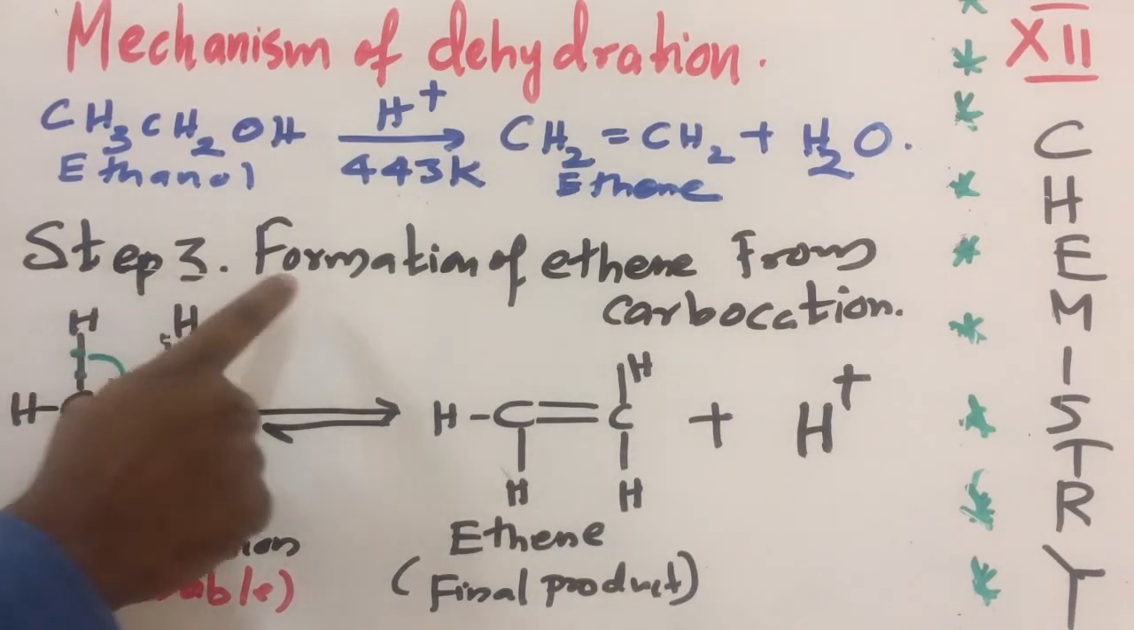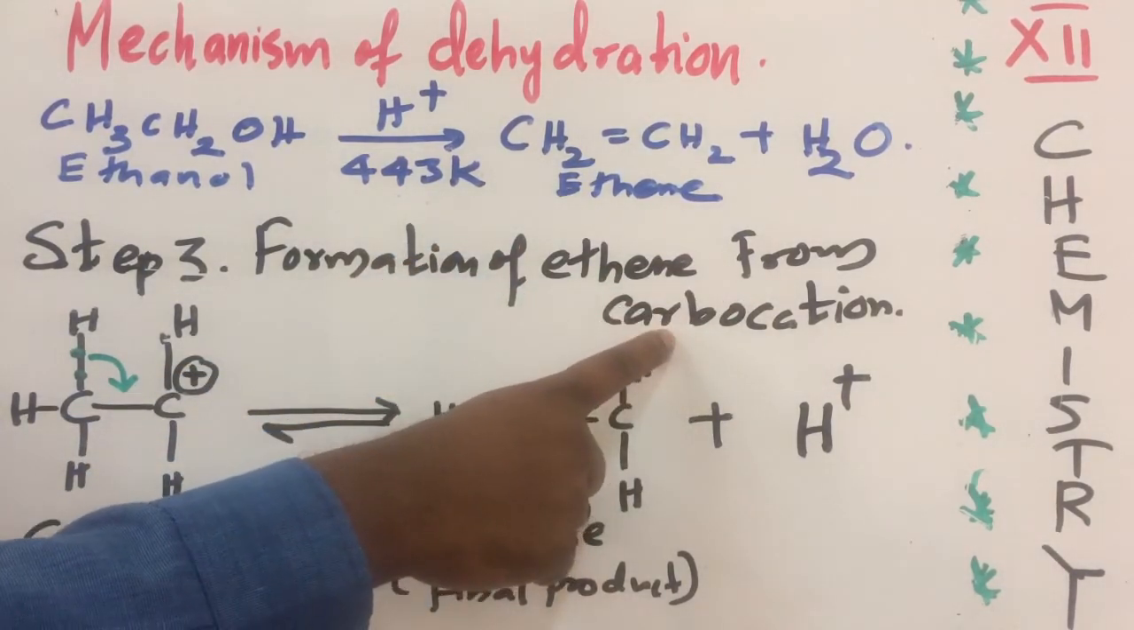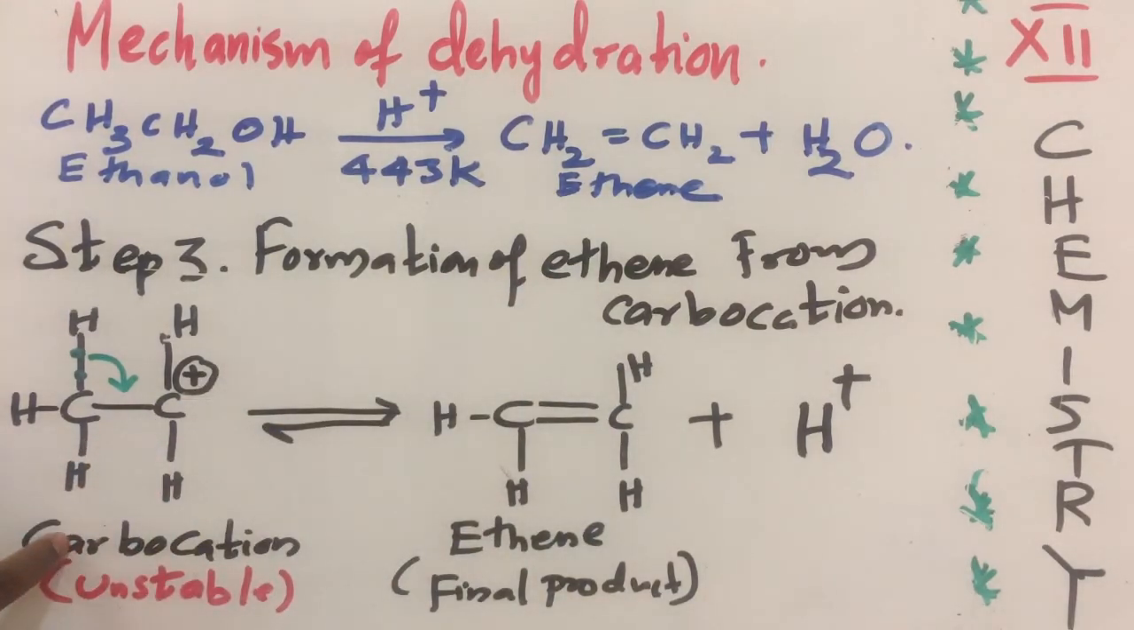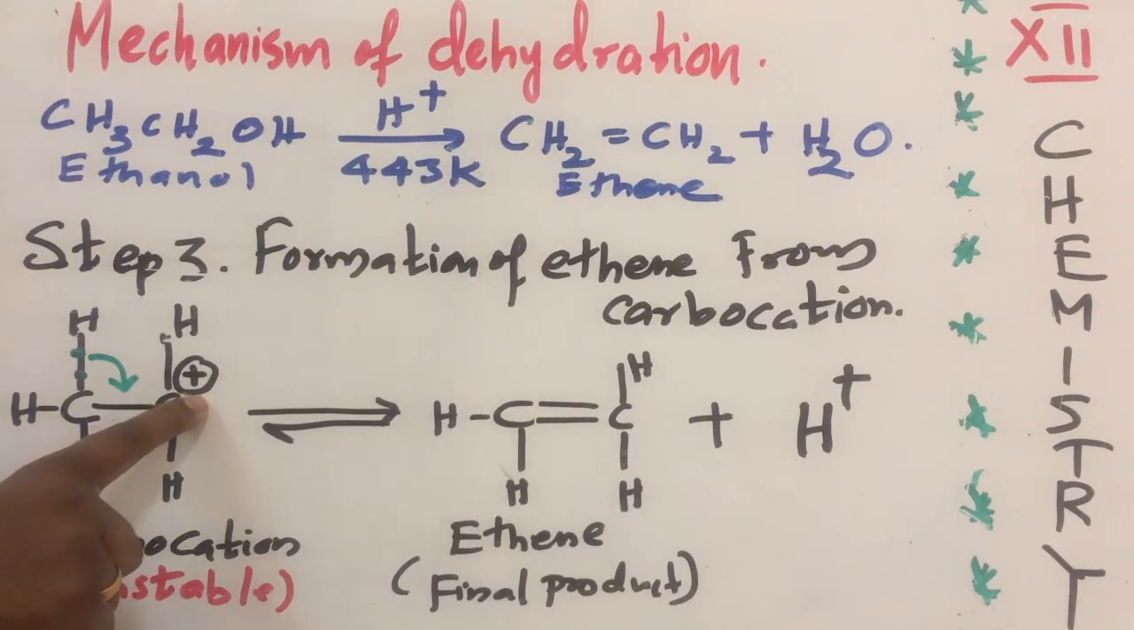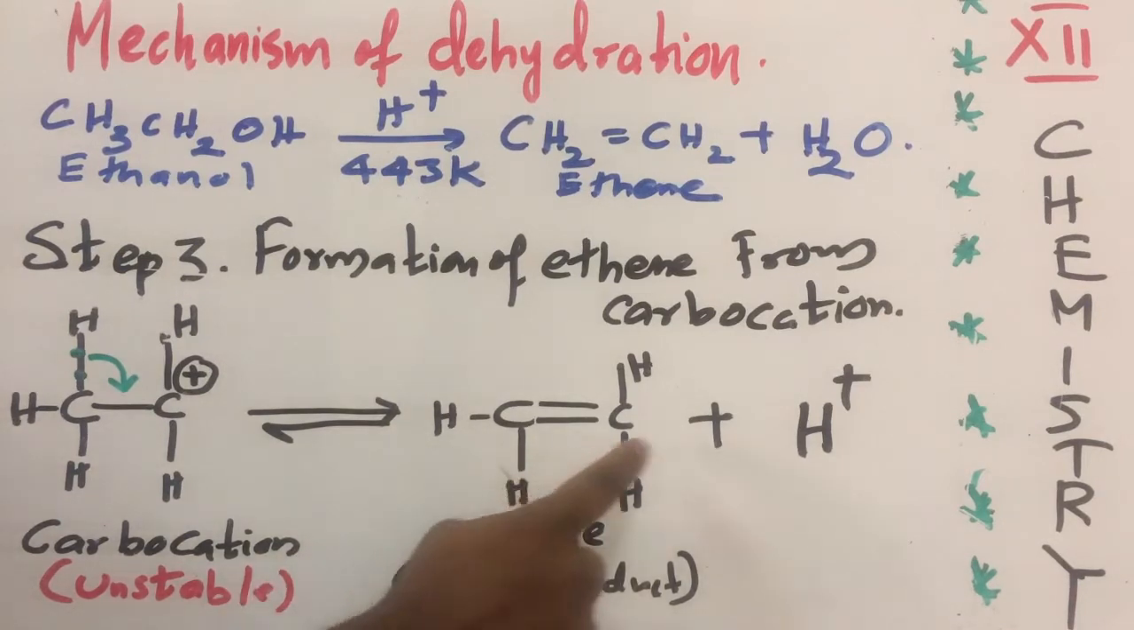Step 3 involves formation of the final product ethene from carbocation. CH3CH2 plus is called carbocation. Carbocation is the intermediate product formed in step 2. Okay, and this carbocation is highly unstable. Why is this carbocation unstable? Due to the positive charge. So for getting stability, carbocation will try to change into a neutral compound like ethene by removing a proton.